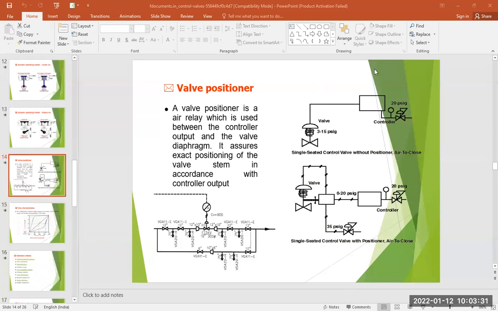Is it clear, all of you? Is it clear? Ravi Kumar. Yes, sir. Yes, Shibham Jaswal.